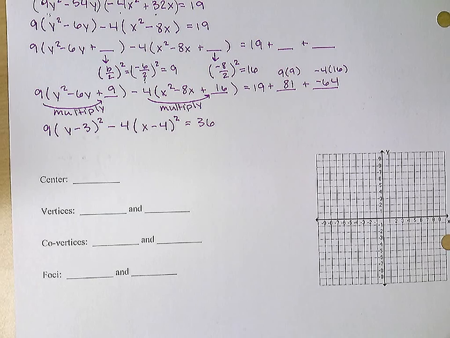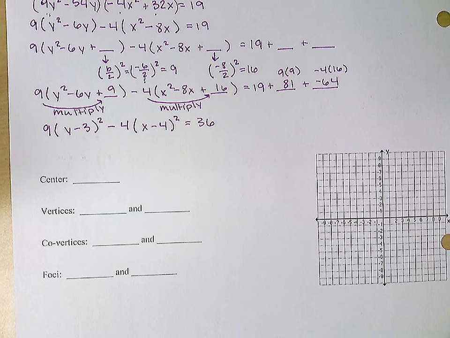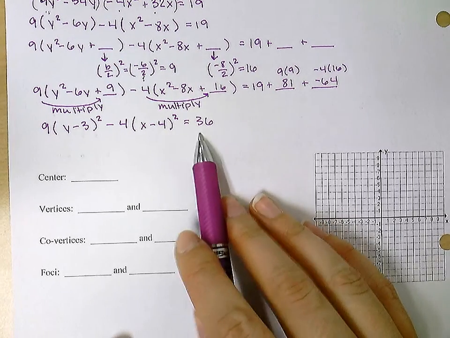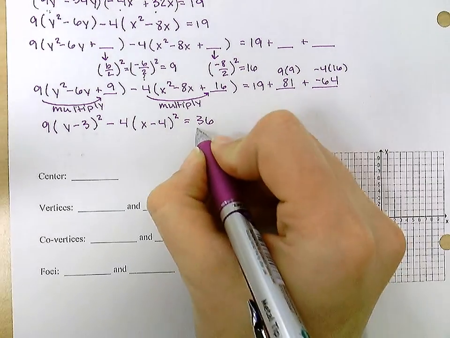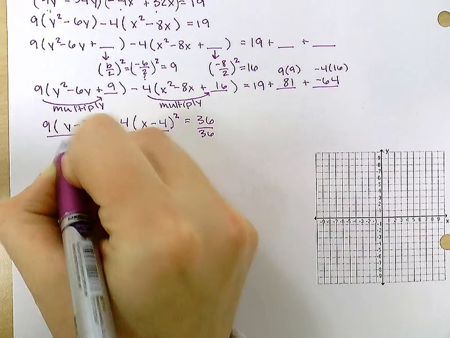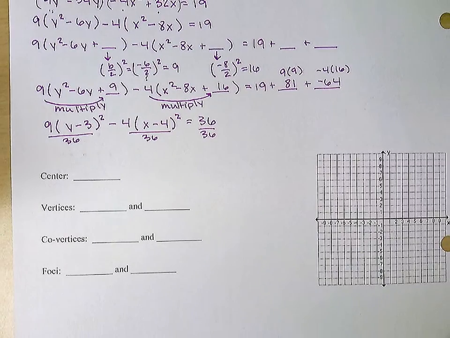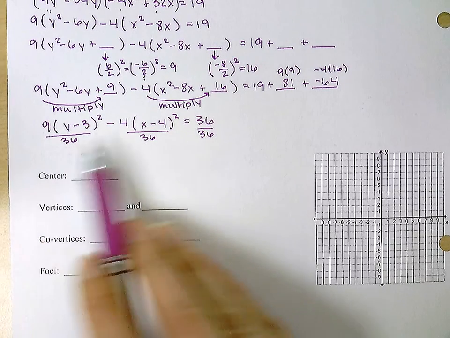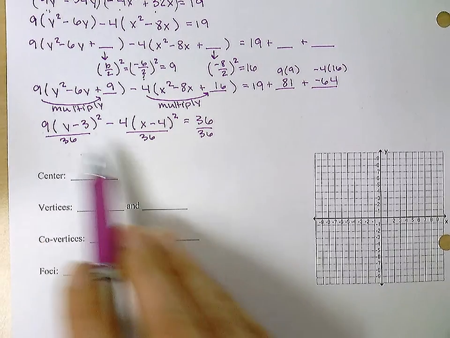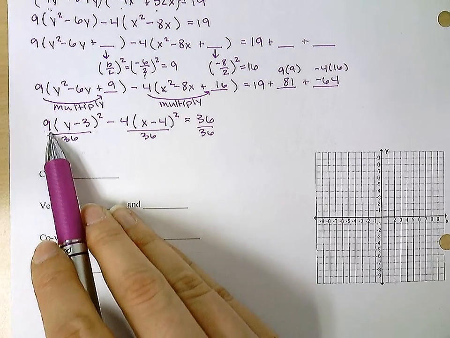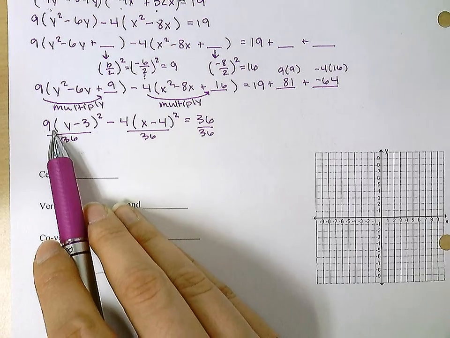Now, just like with ellipses, hyperbolas are always equal to 1. Right now it's equal to 36. So to make this equal to 1, I do need to divide each side by 36. When I divide by 36 on the left, I want to reduce this fraction in both cases. So whatever number you have on the outside of your parenthesis, that value should reduce to a 1.